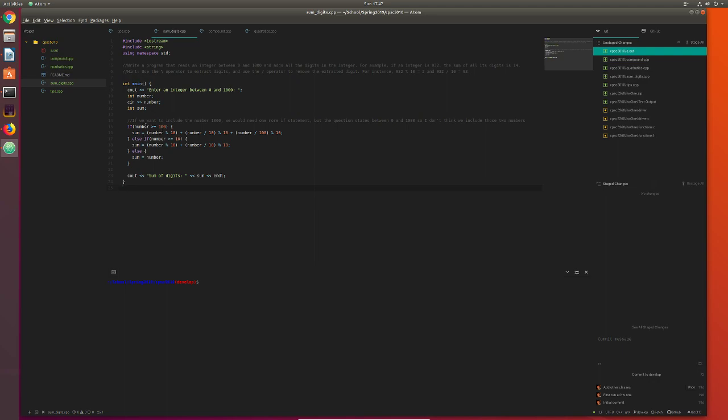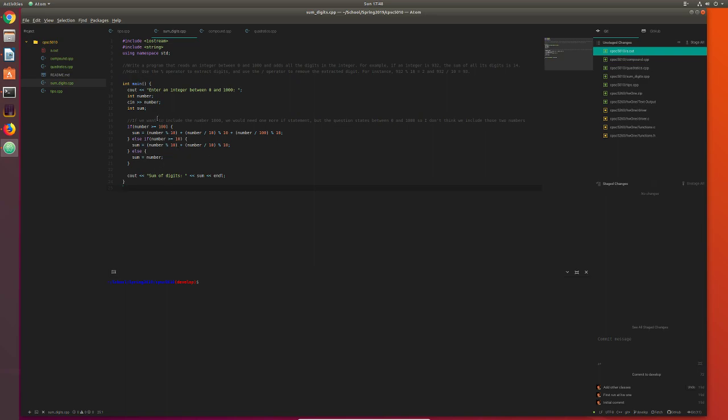And if the integer has 3 digits, the sum will be the rightmost digit plus the middle digit, which is this one, and then the leftmost digit, which is this one. And then we just output the sum at the end. And then if it has 2 digits, so 10 to 99, it would be the left digit plus the right digit. And otherwise it would just be 1 digit because we're not going above 999. The sum will just be the number because it's just 1 digit.